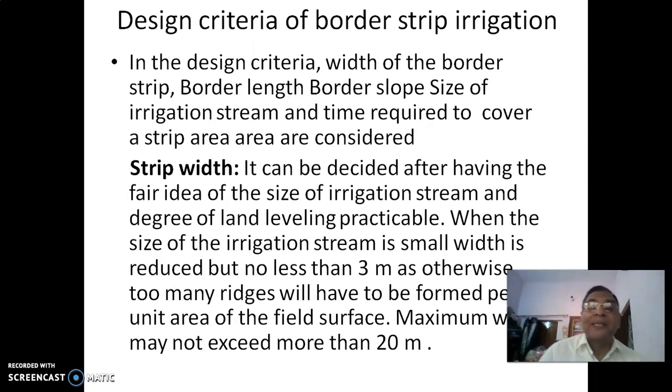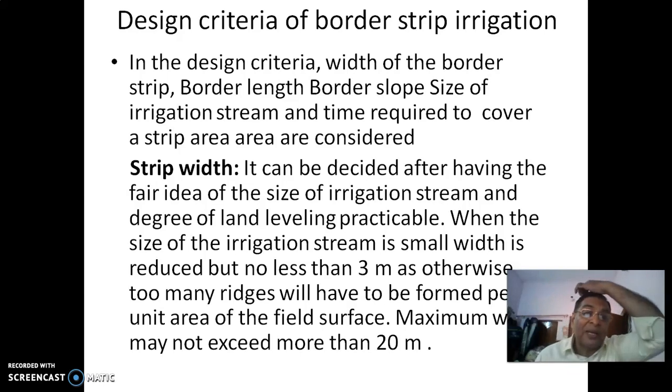So now, design criteria of border strip irrigation. In the design criteria, width of the border strip, border length, border slope, size of irrigation stream, and time required to cover a strip area are considered. So basically, how much should be the border strip width, border length, border slope, size of the irrigation stream, and the time required to cover the strip area.